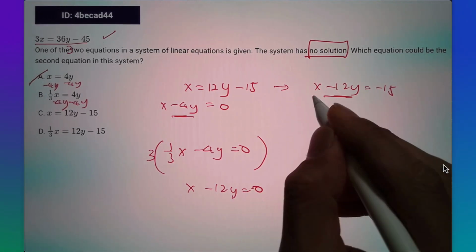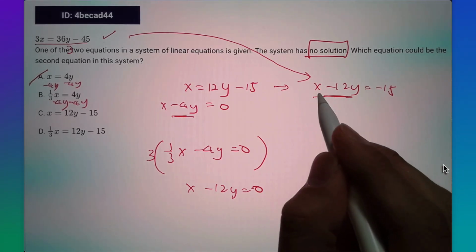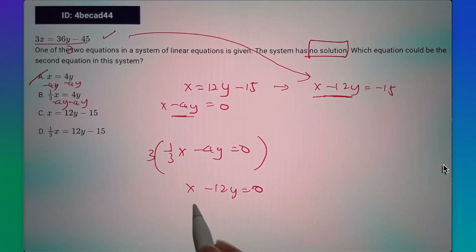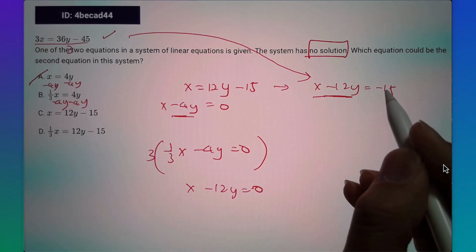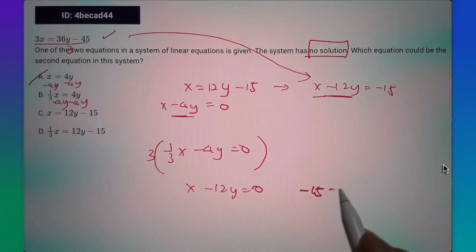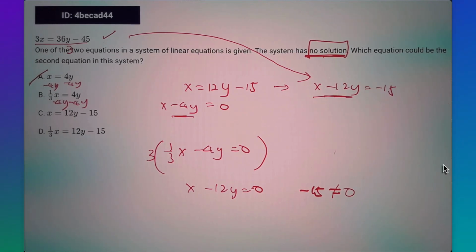We just showed earlier the top equation can be written in standard form as x minus 12y equals negative 15, and choice B is giving us x minus 12y equals 0. In other words, we can substitute the negative 15 where x minus 12y is in the second equation. Negative 15 is not equal to 0 under any circumstances. Therefore, that agrees with the no solution condition in the system of equations. Therefore, B is the correct answer.